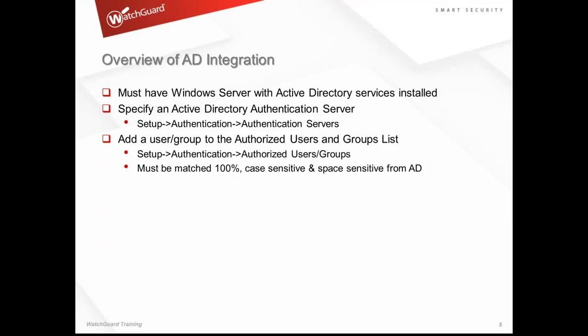And then we want to add a user or group to the authorized users and groups list. What I do recommend is that it is case sensitive and must be matched 100%. So case sensitive, space sensitive, what have you. What I like to do, and I'll show you in a few seconds, is go into ADSI Edit, or actually Users and Groups, grab that full name and then just copy and paste it from there into your WatchGuard firewall.